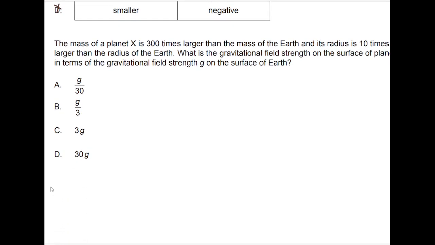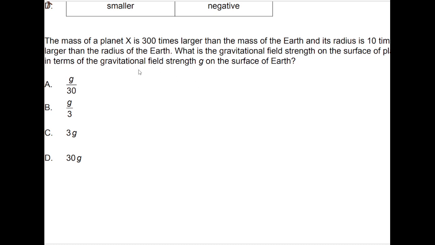Question number 18. The mass of planet X is 300 times larger than the mass of Earth, and the radius of planet X is 10 times the radius of Earth.